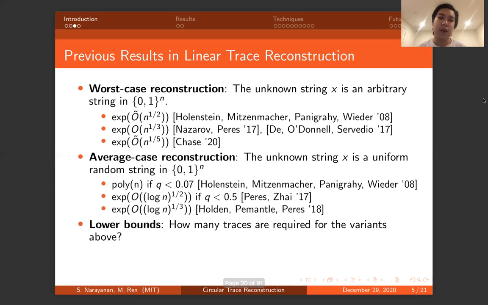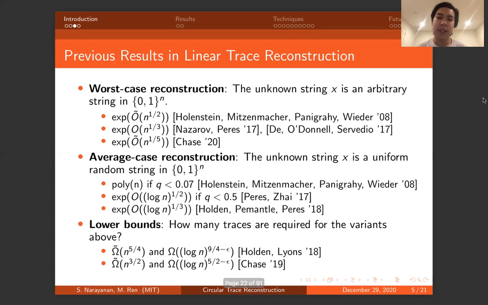Finally, there's the question of lower bounds. How many traces are required for both worst case reconstruction and average case reconstruction? Holden and Lyons showed that you need at least n to the 5/4 for worst case and log n to the 9/4 for average case. And this was improved by Chase to n to the 3/2 and log n to the 5/2.